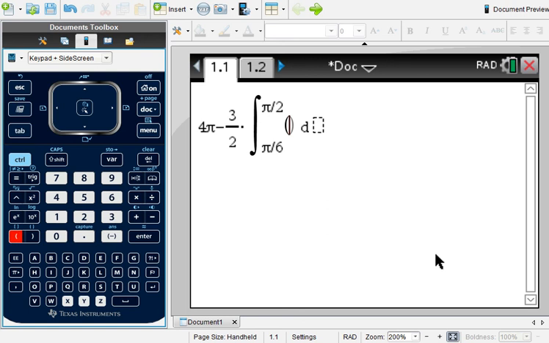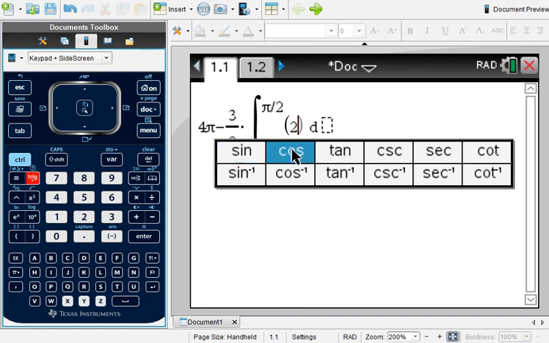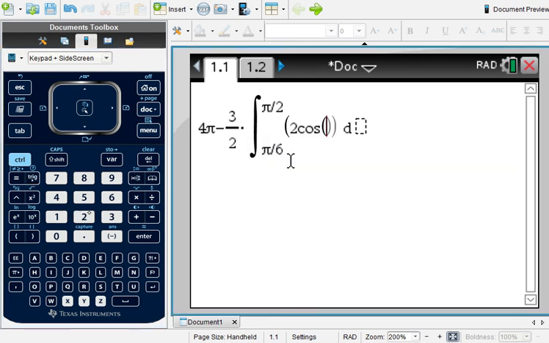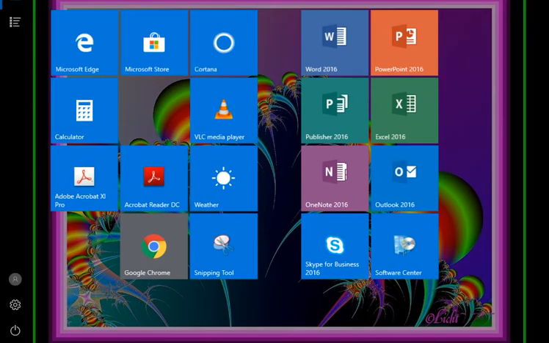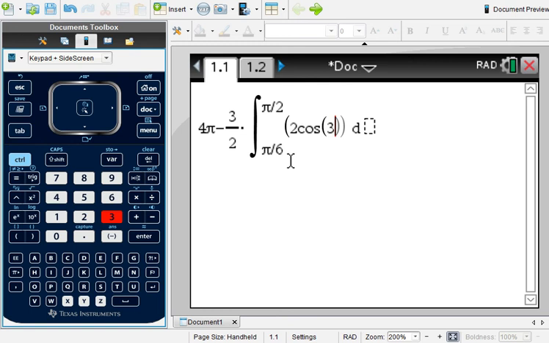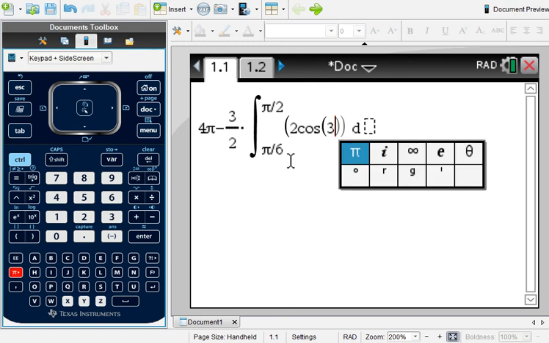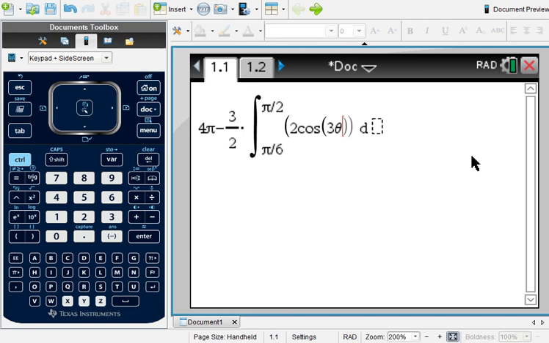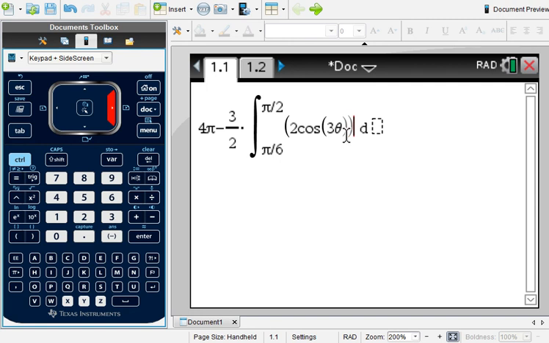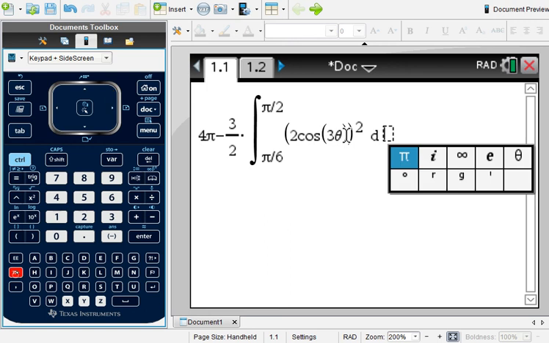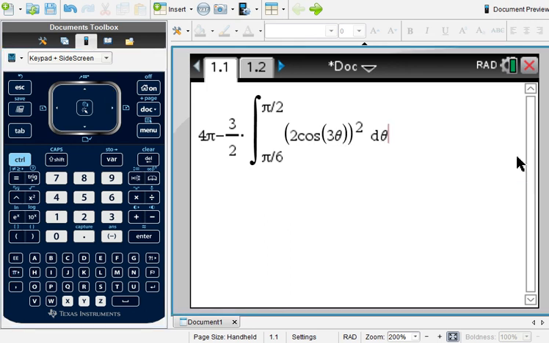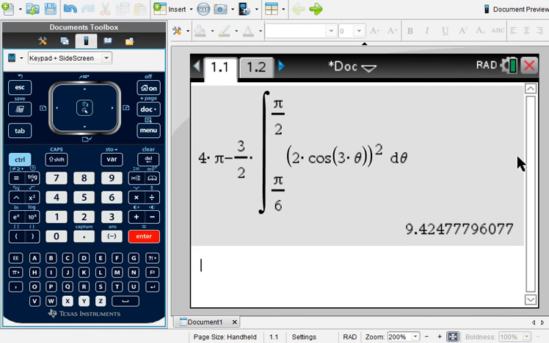Open parentheses, 2 cosine, cosine is on the trig button, 3 theta is on the same button as pi. We put the squared outside and then d theta. We get the same answer. All right, let's take a look at the next example now.